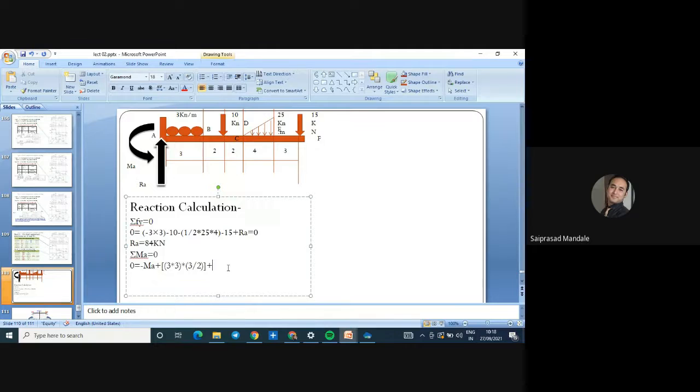10 into 4 is 5. Perfectly correct. Let me simplify this equation. Bracket, 10 into 2 plus 3. Okay, very good. Now next, plus.